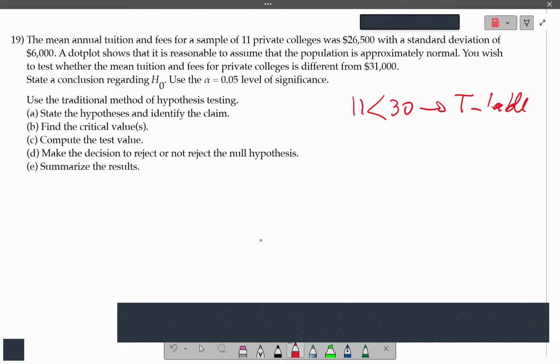And beside that, they are giving you the standard deviation, the 6,000, that is the sample standard deviation of the 11 people. That's S, not sigma. All right, so I am definitely using the T table. I don't know if it is clear or not, guys. Okay.